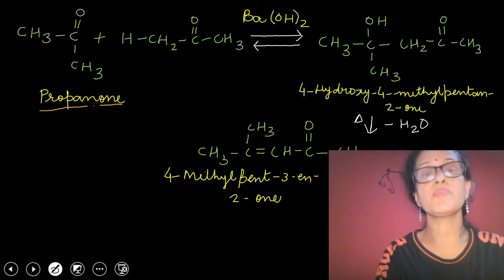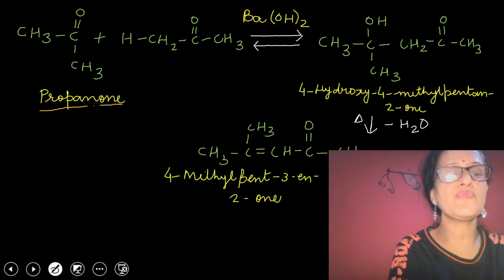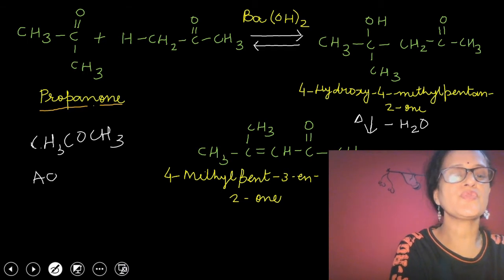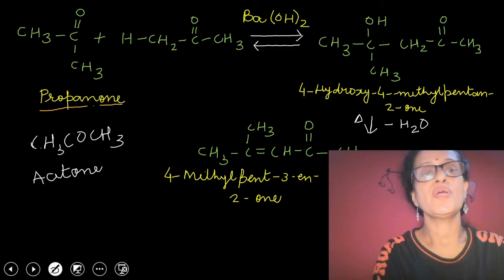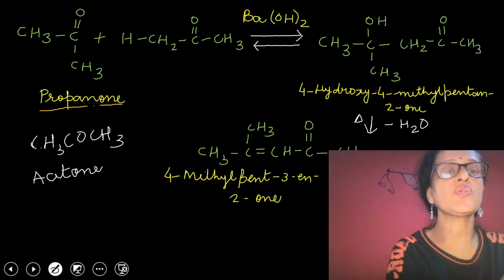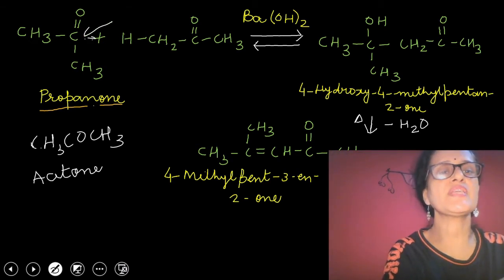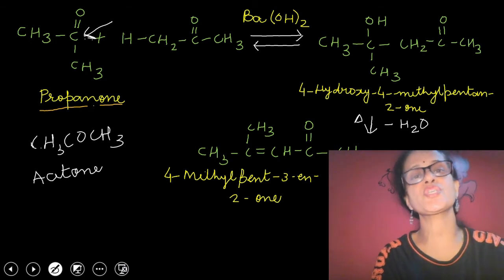Now we will consider propanone. Children, the common name of propanone is acetone, which has the formula CH3COCH3. So we will check whether acetone will undergo Aldol condensation or not. For that we have to check whether it has an alpha hydrogen atom or not. Children, this is the functional group. You can see here C double bond O. This carbonyl group is the functional group. So we have to see whether any carbon atom is attached to this functional group or not.